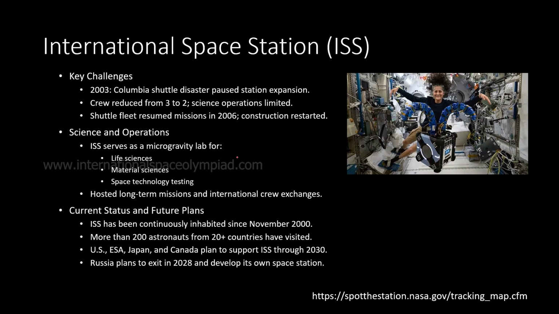And in this year, in February, March, maybe 1 month before, they used SpaceX to return Sunita Williams and her friend from there. Okay, then ISS has been continuously inhabited since November 2000. More than 200 astronauts from 20 plus countries. So that is so important. Okay. And US, ESA, Japan, and Canada plan to support ISS through 2030. And Russia is planning to exit from this cooperation, and they are planning to develop their own space station.